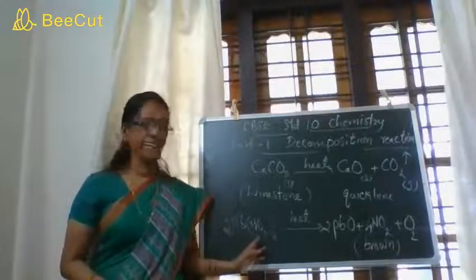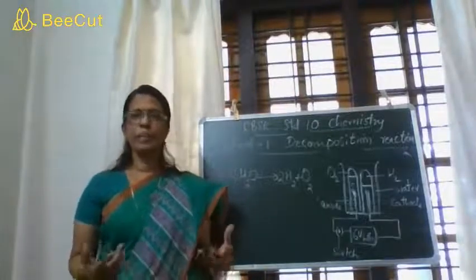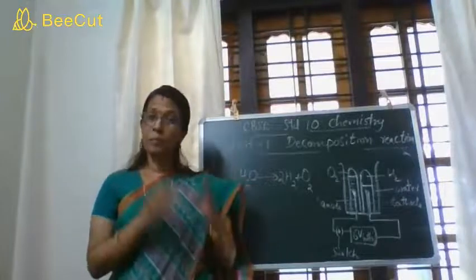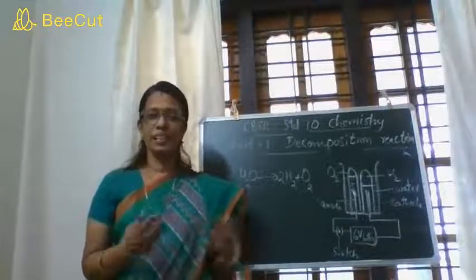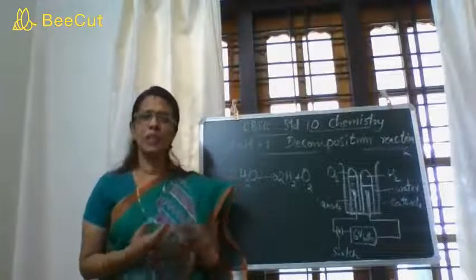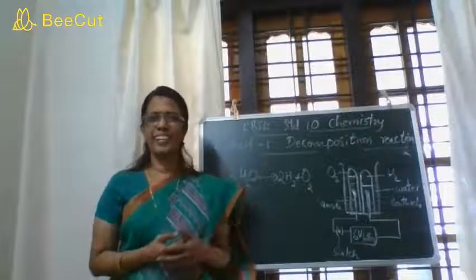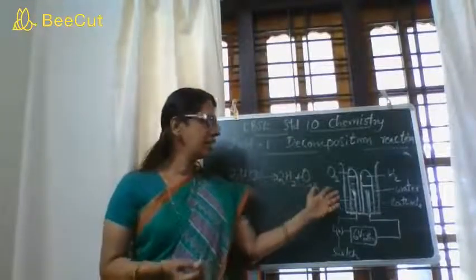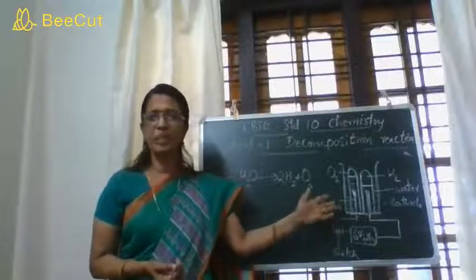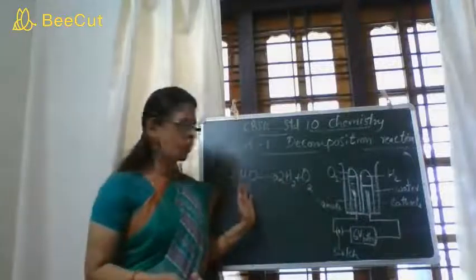the lead nitrate crystals. From water, we can prepare hydrogen and oxygen by splitting water using electricity. That also we have studied a little bit in the lower classes, in your previous 9th standard or 8th standard. You might have studied. And here also this is a decomposition reaction. That is why we are again talking about the decomposition of water.